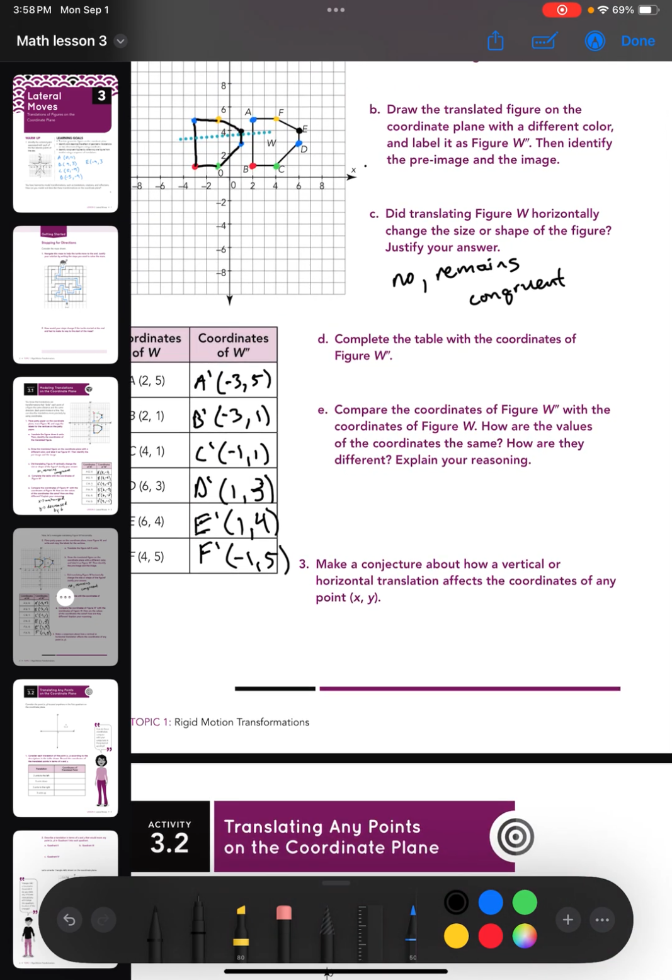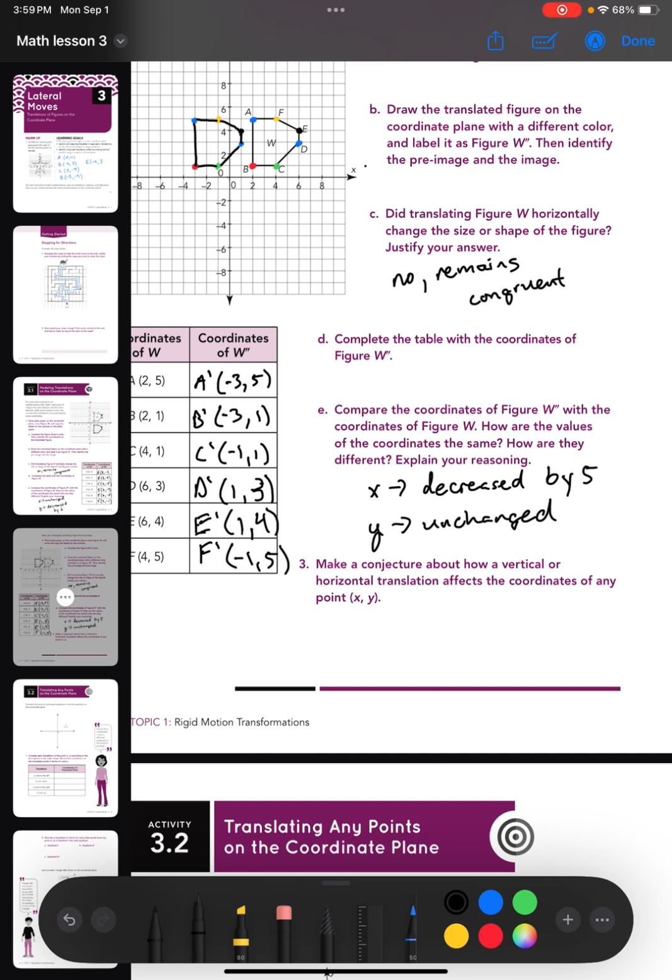So compare the coordinates of the new figure W with the coordinates of our pre-image figure W. How are the values of the coordinates the same? So X decreased by 5, because a movement to the left on the x-axis is decreasing, getting smaller. And the Y is unchanged because we did not move vertically up or down on the y-axis.